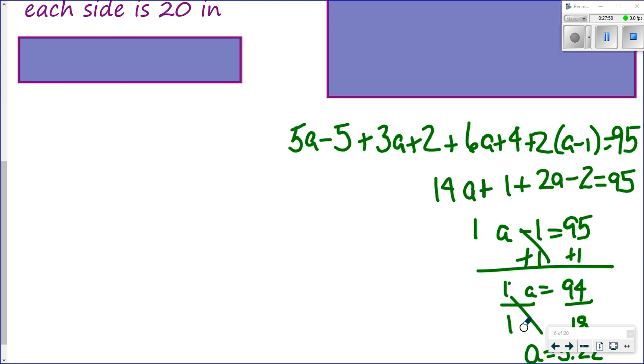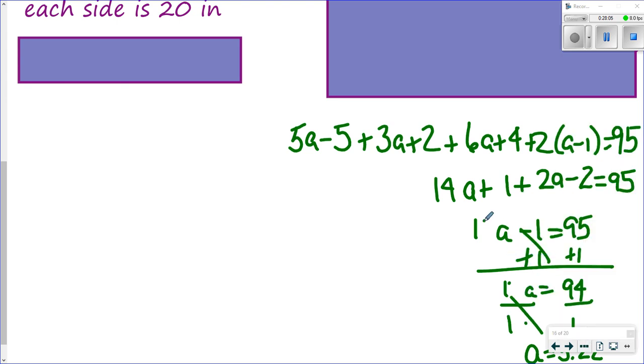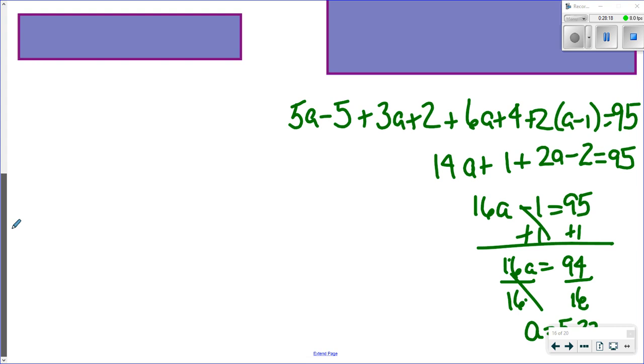Alright, so I just changed a few things. That's why you gotta be careful. I mean, even I can make mistakes too. So you just gotta be careful. And then 94 divided by 16. Make sure I have everything. 1, negative 1, positive 1, 95, 96. Messed up here too.